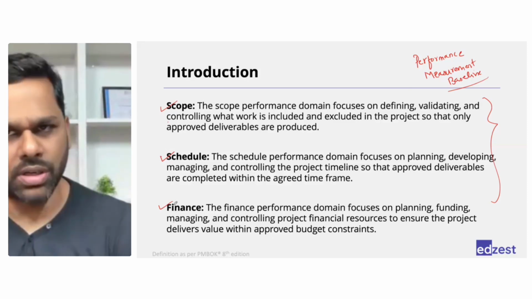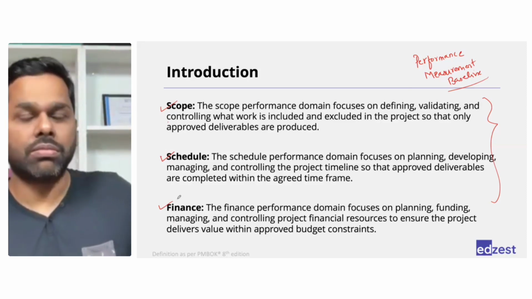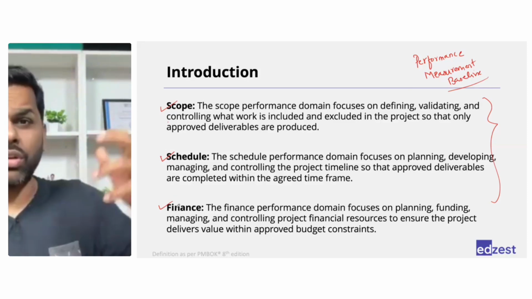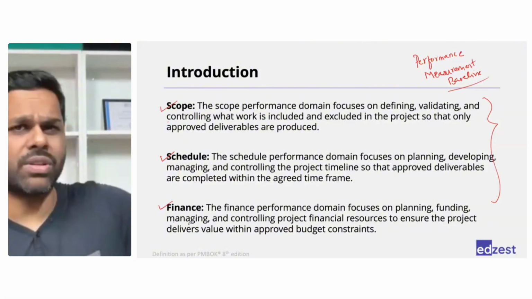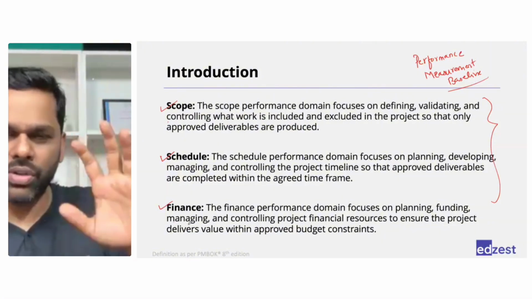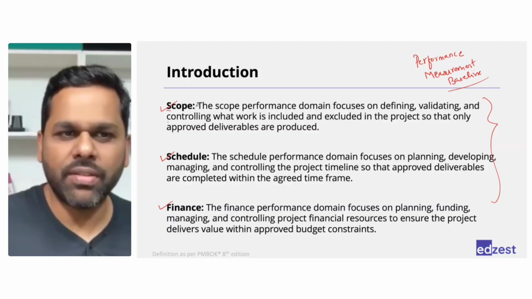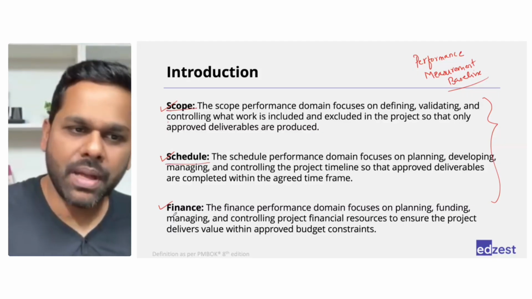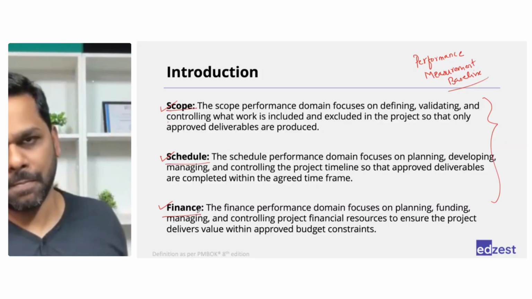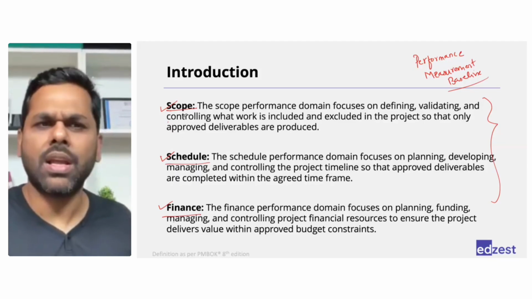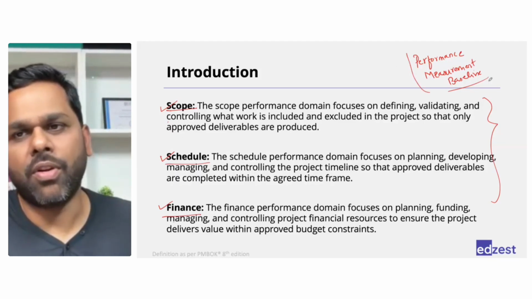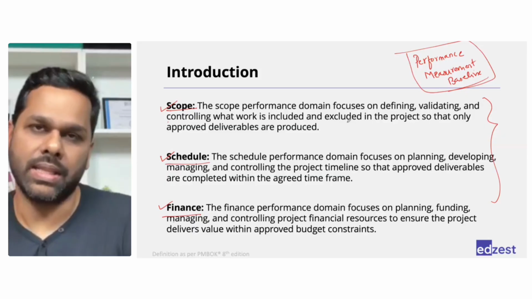Scope, schedule, and finance. Of course, your success depends on how happy the stakeholders are. It also depends on the quality part of it. It also depends on a few other things. Right? So you will have your own success criteria for the project. But majorly, you have to deliver everything as per the time, as per the budget. That's why these three things put together are called performance measurement baseline in the project.